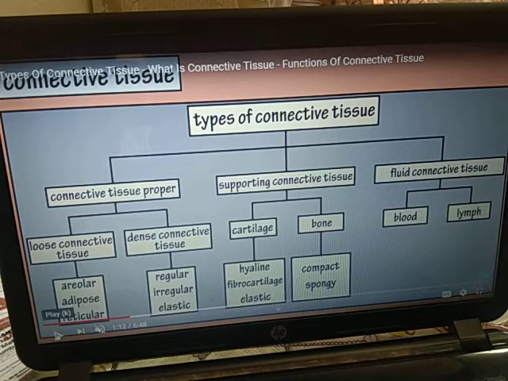Next, in case of the supporting connective tissue, we have cartilage. In that there is hyaline, fibrocartilage, elastic. Bone is compact. It is very rigid. And next we have the fluid connective tissue. In fluid connective tissue we have the blood and lymph. In them the matrix is liquid.